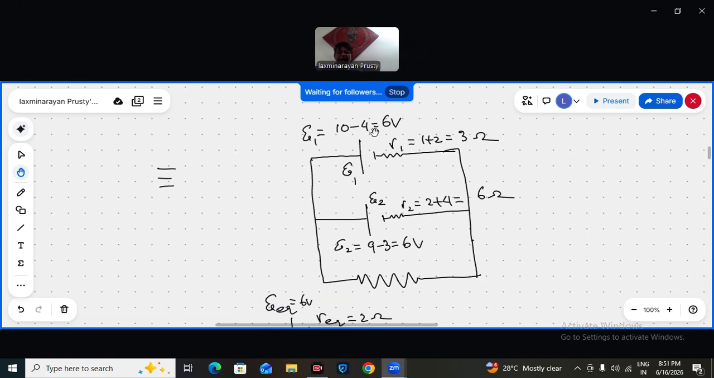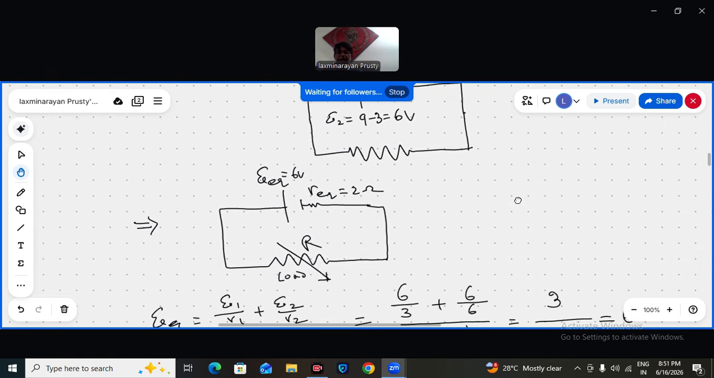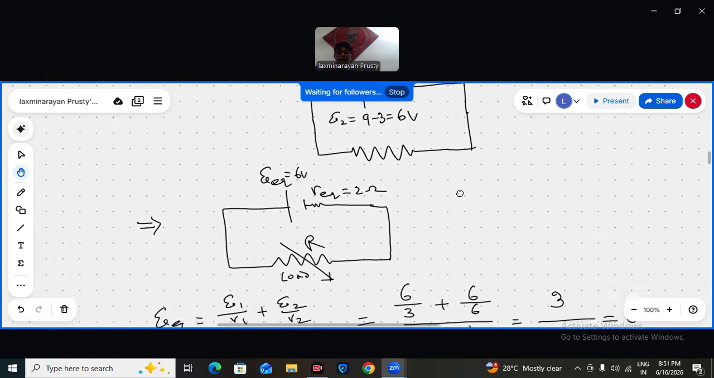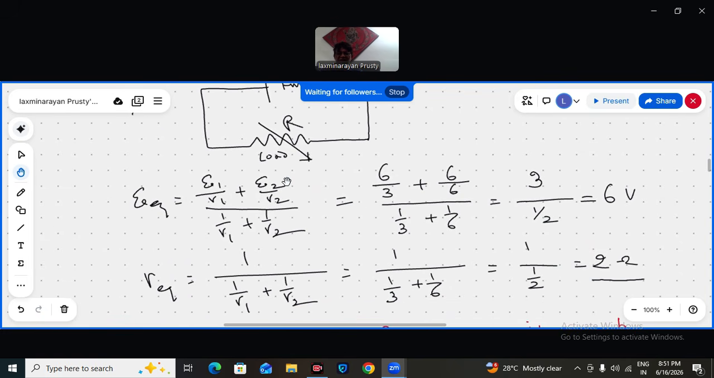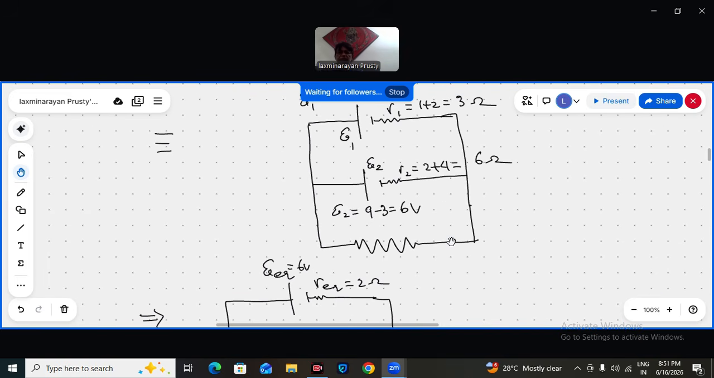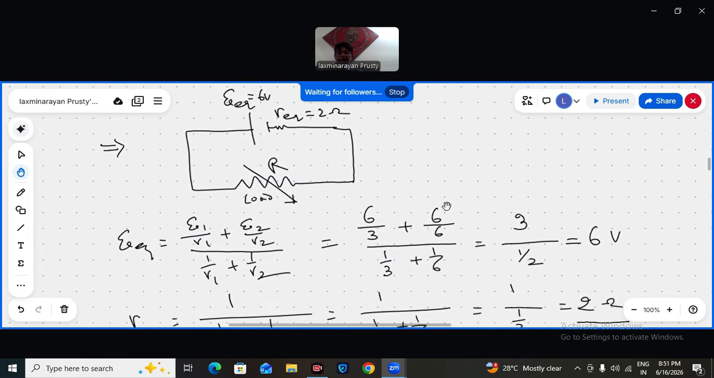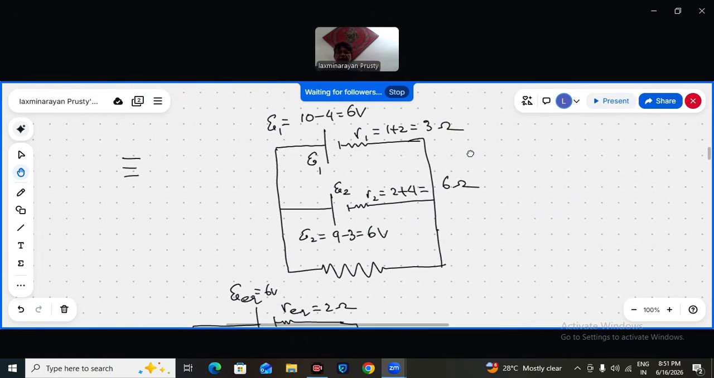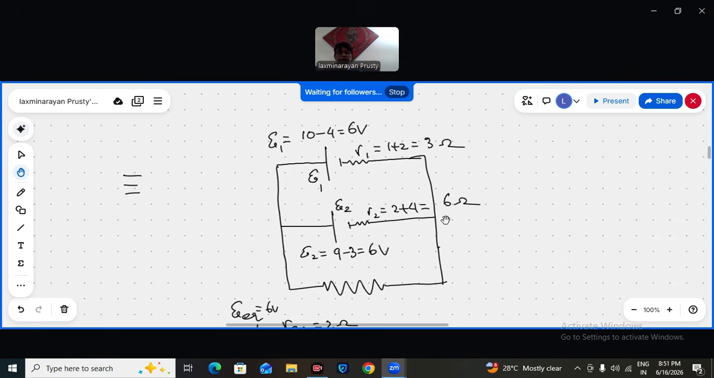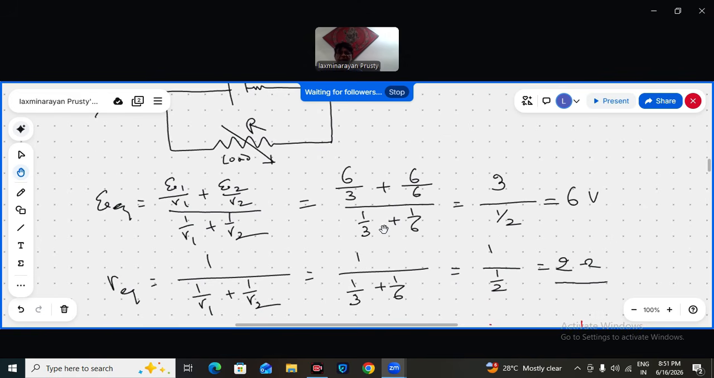So what is the equivalent of this parallel combination? This is E equivalent, R equivalent. How to find that? The basic normal parallel formula we use. E equivalent is (E1/R1 + E2/R2) divided by (1/R1 + 1/R2). So (6/3 + 6/6) divided by (1/3 + 1/6). So the numerator becomes 3, the denominator is half. So 6 volt. 6 volt is E equivalent. Yes or no?